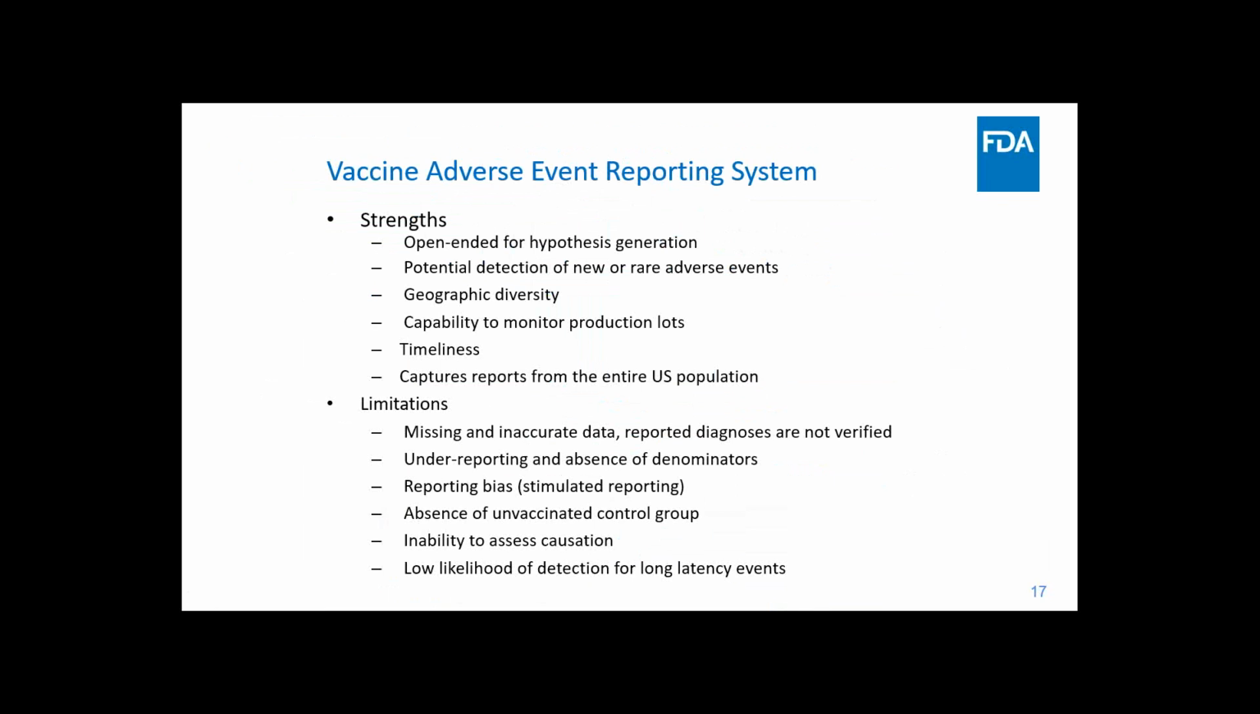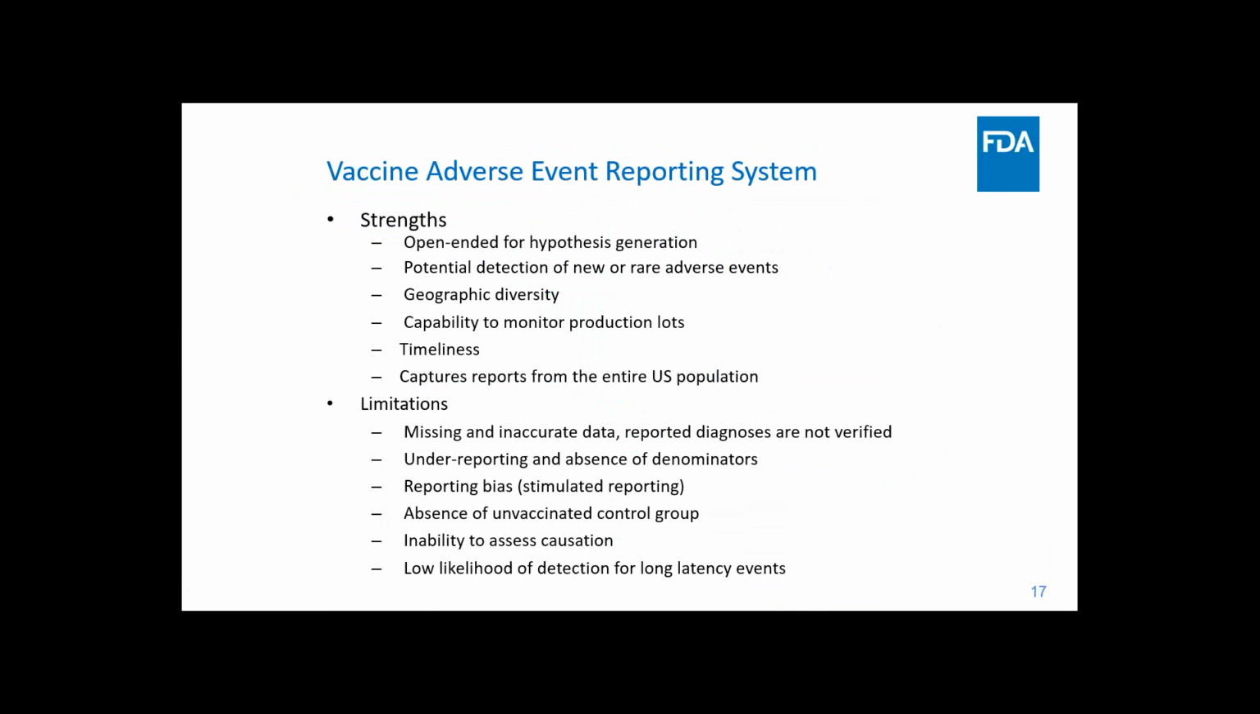Limitations include, with any passive surveillance, there could be missing or inaccurate data. We aren't able to verify the reported diagnoses. There could be underreporting, and in many cases, we have an absence of denominators. Now, I have to say with COVID-19, we have very strong data related to dose administration. So the absence of denominators is less a factor than it is with other vaccines.